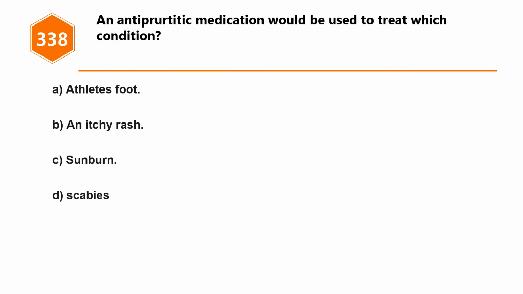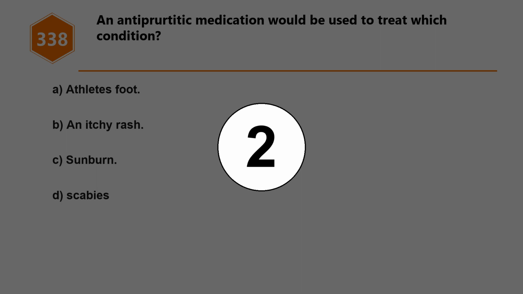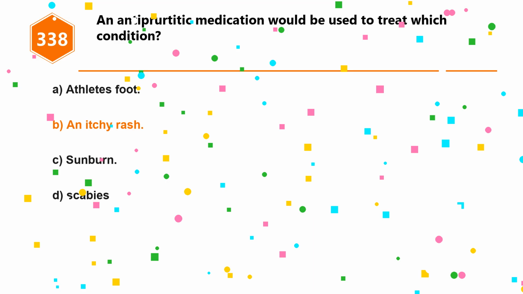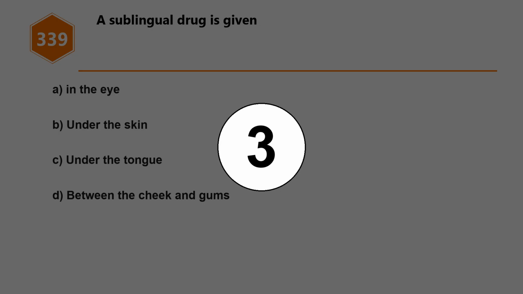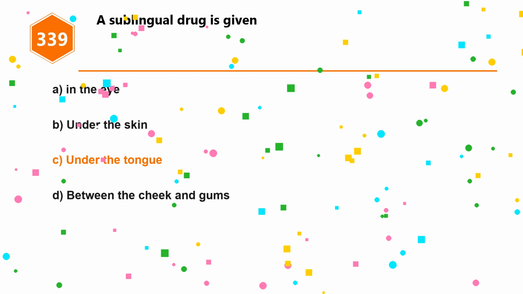Question 338. An antipruritic medication would be used to treat which condition? Option A, athlete's foot. Option B, an itchy rash. Option C, sunburn. Option D, scabies. The correct answer is option B, an itchy rash. Question 339. A sublingual drug is given. Option A, in the eye. Option B, under the skin. Option C, under the tongue. Option D, between the cheek and gums. The correct answer is option C, under the tongue.